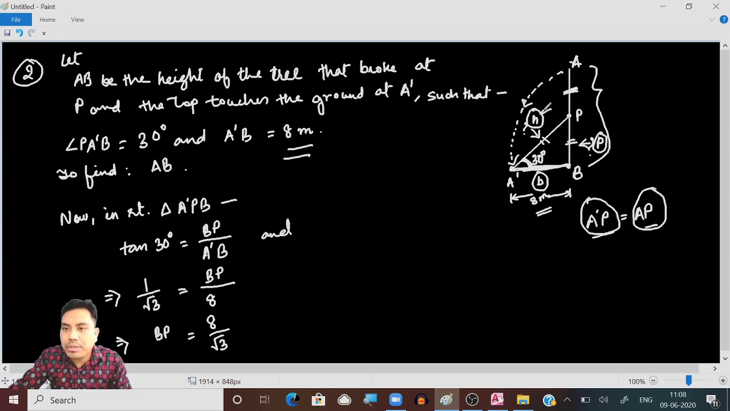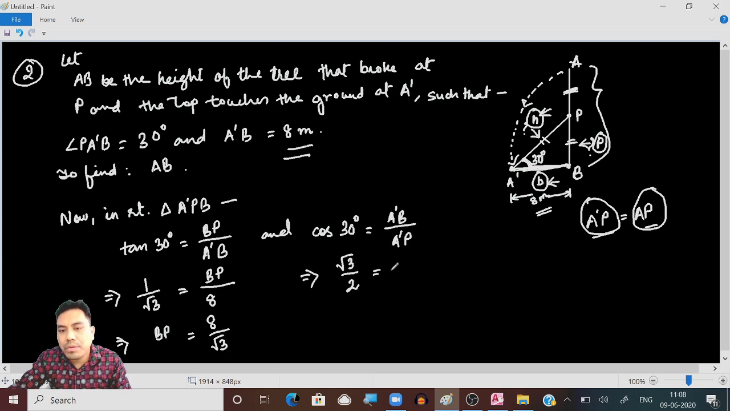In order to find out the hypotenuse, we need to compare between the base and the hypotenuse. Whatever is given and what is not given, between those two sides we have to find the trigonometrical ratio. The trigonometrical ratio that gives base and hypotenuse is cos. So cos 30 is equal to base by hypotenuse. A dash B is the base, and A dash P is the hypotenuse. Cos 30 we all know is root 3 by 2, and A dash B is given as 8 meter. We have to find out A dash P.